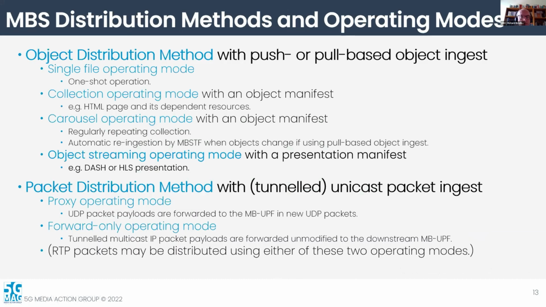And within this, we've defined two distribution methods, two different ways of distributing MBS content. The first one is this object distribution method, and that's for distributing things like HTTP objects. That might be, I don't know, dash segments, for example, or HTML pages, or all sorts of things that are object-based would use the object distribution method. And we've specified the possibility of either pushing those objects into the MBSF or getting them to pull those objects from some external web server. And then within the distribution method, there are four different operating modes that we've defined.